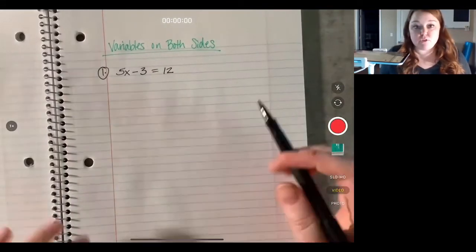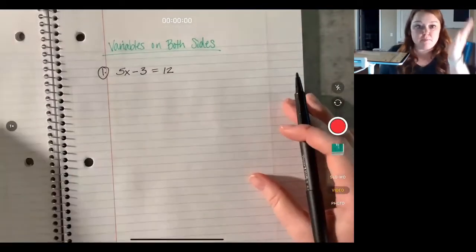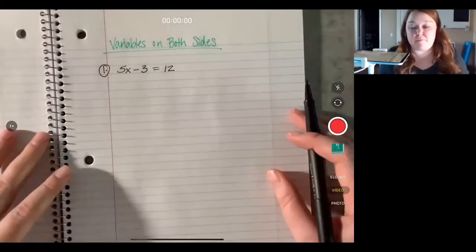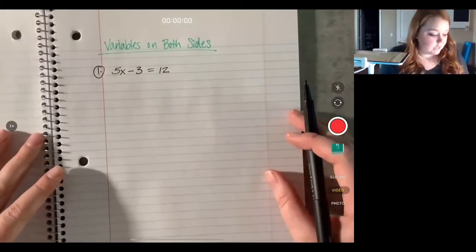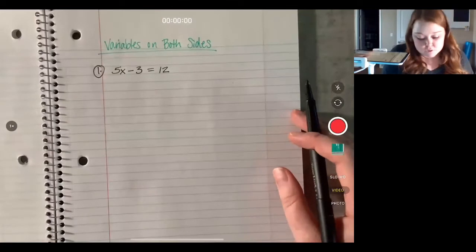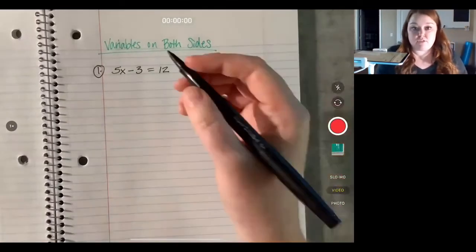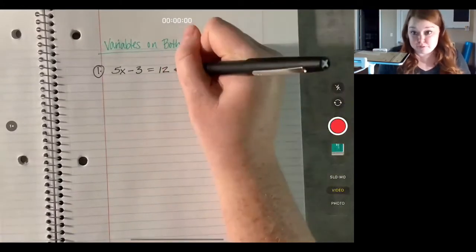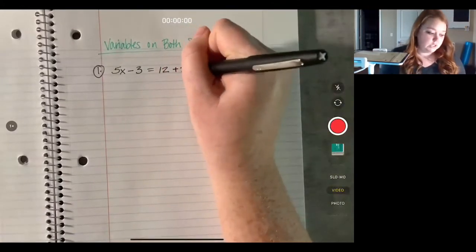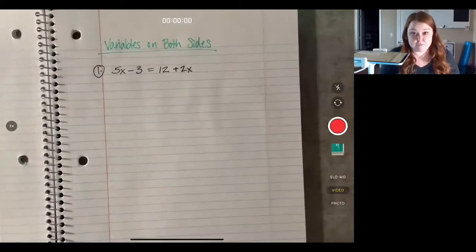Okay, so this is a normal equation to us. We would add 3 to both sides, divide by 5, and we got it. So what we're looking at today is what happens if there's also a variable on the right-hand side of the equation, such as plus 2x. Okay, so what do you do when this happens?